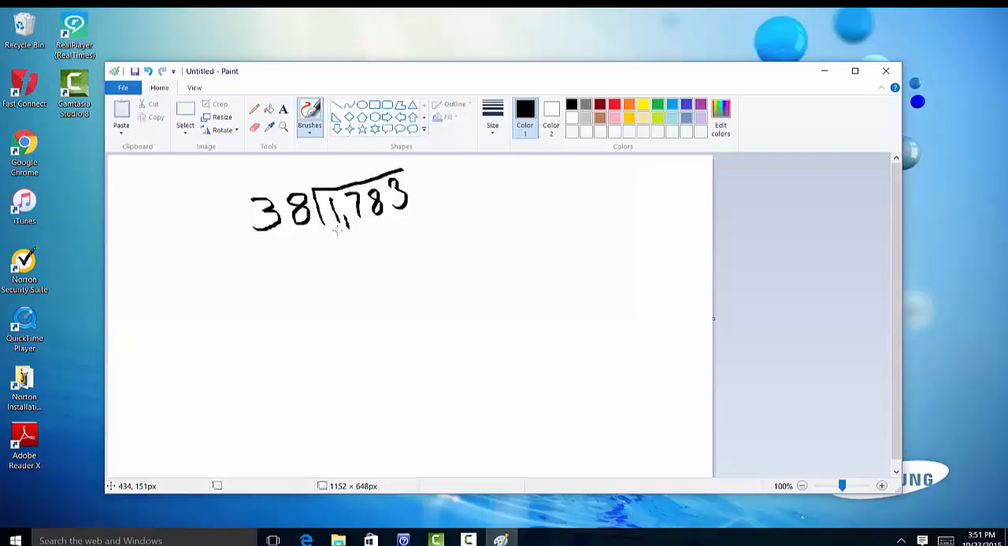Does 38 go into 1? No. Does 38 go into 17? No. Does 38 go into 178? And that's where yes happens. So this is where you want to know your math facts. This is mental math, so don't do this on your paper. But you got to start by asking yourself some questions.